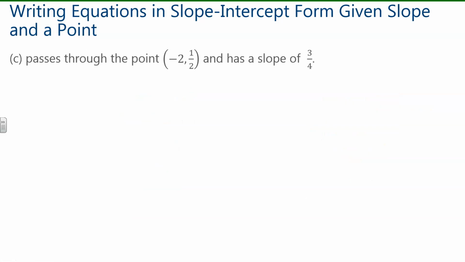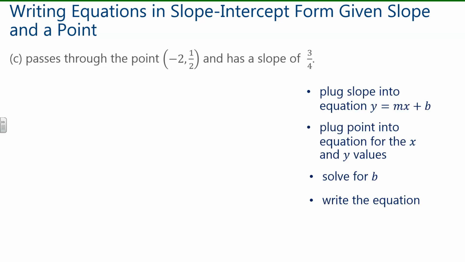Now for the last question, it says we have to find the equation of the line that passes through the point -2, 1/2 and has a slope of 3/4. Plugging in 3/4 into our equation gives us y equals 3/4x plus b. Now replacing x with -2 and y with 1/2, we get this.